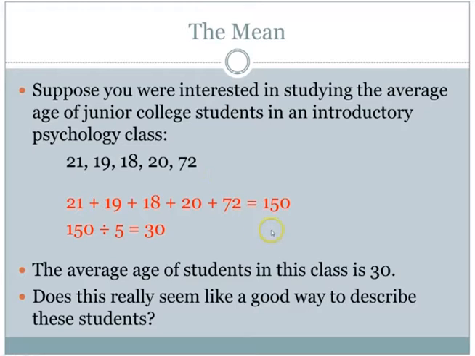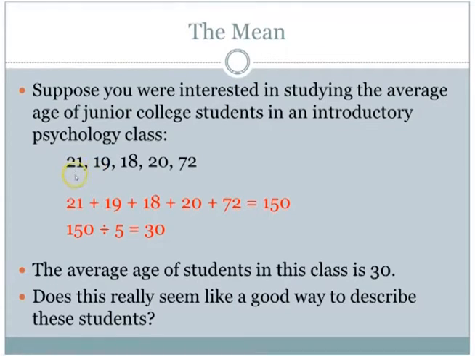So if we look at this class and say, oh yeah, the average student in that class is 30. So maybe you're the professor and people are asking, oh, how old are the students in your class? The average is 30. That really doesn't seem like a good way to describe these students, does it? Right? It doesn't, because no one's really anywhere near 30.